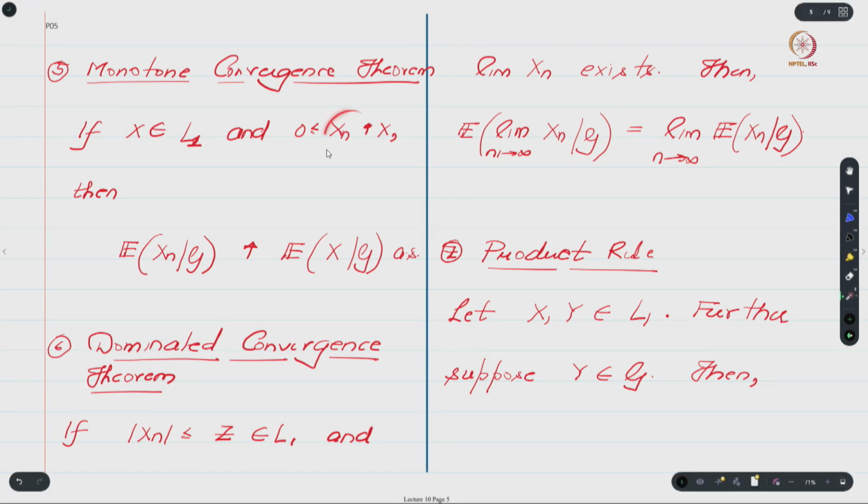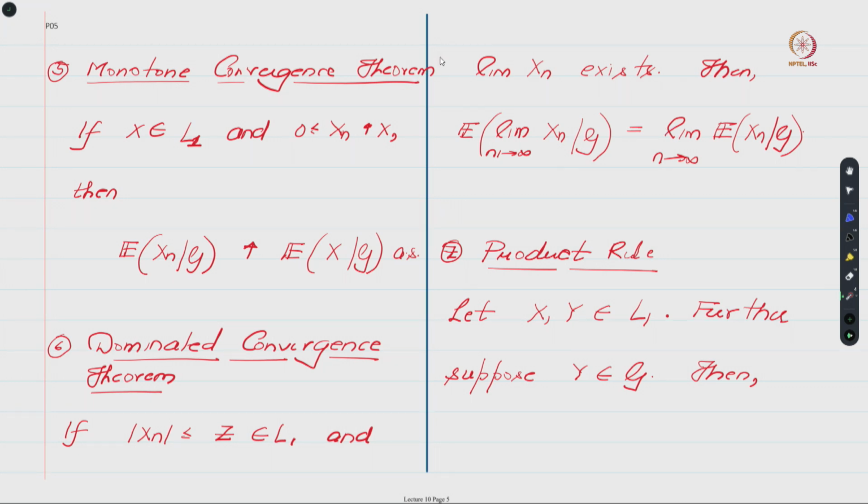So, unlike the monotone convergence theorem where we had xn monotonically increasing, here we are not insisting that xn monotonically increases. Here we are just saying that xn converges. So, it is possible that whatever the limit is, your xn's go up and down for different values of omega, but we are only insisting that the limit exists, and in that case again the limit and the conditional expectation operation can be interchanged just like in the monotone convergence theorem.